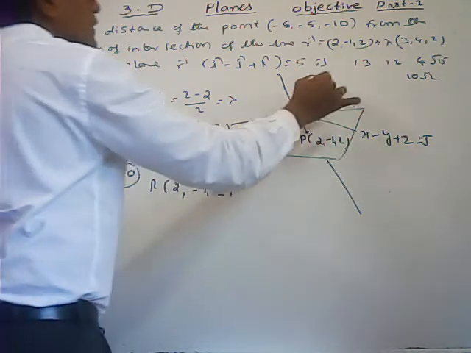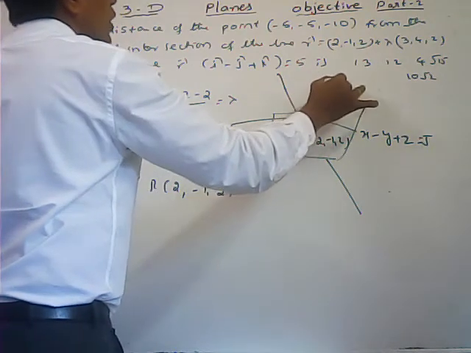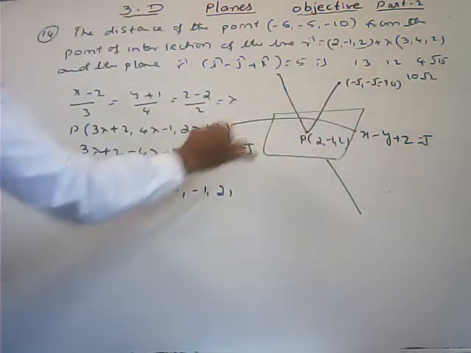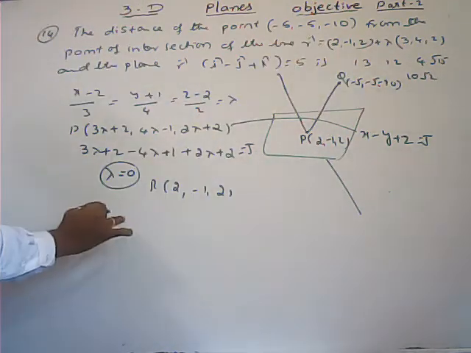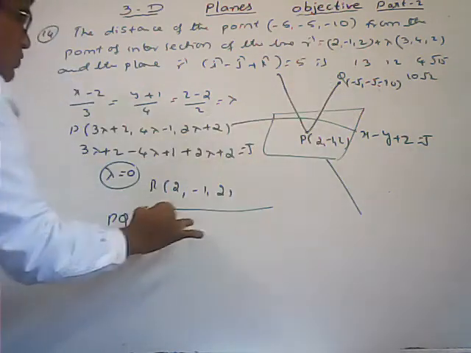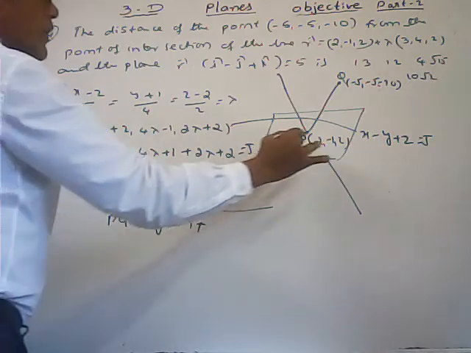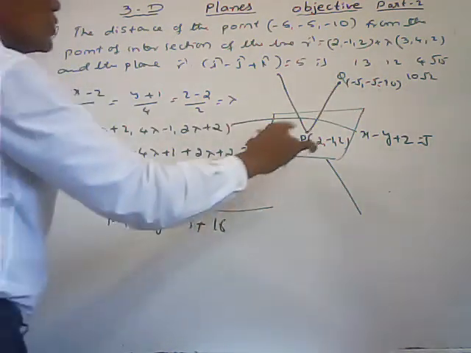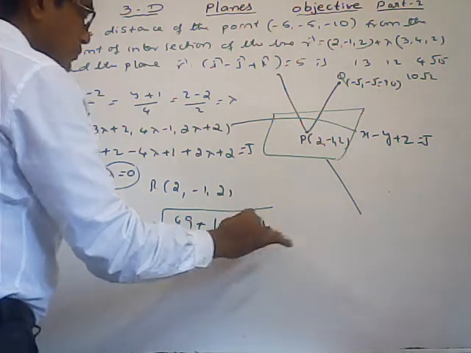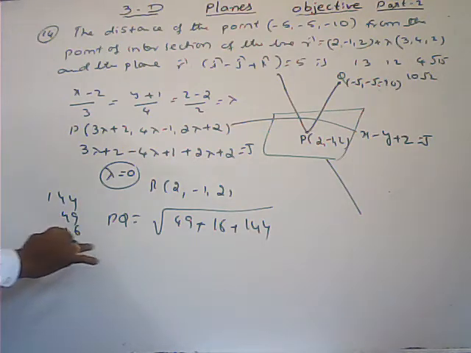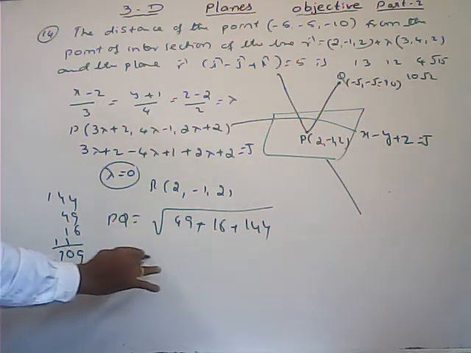And here what they are asking is the distance from this point minus 5, minus 5, minus 10 to this one. This one I am taking as Q, otherwise PQ equals the distance between these 2 points: square root of (x2 minus x1) whole square plus (y2 minus y1) whole square. Minus 1 plus 5 is 4, whole square; 2 plus 12 is 144. So 144, 49, 16. Square root of 209.